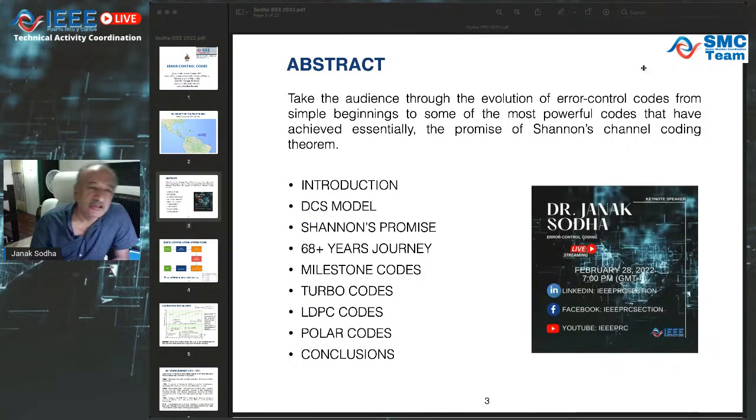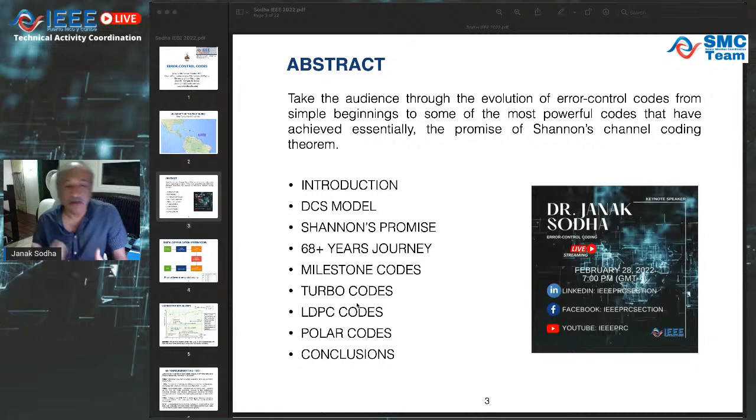The abstract, my main objective is to take you through the evolution of error control codes, from simple beginnings to some of the most powerful codes that have achieved essentially the promise of Shannon's channel coding theorem. So here is the outline of what we're going to look at: the introduction, the digital communication systems model, Shannon's promise. I will attempt to cover 68 plus years of journey within 5 minutes, look at some milestone codes that were very important as the beginnings to this journey. And then we look at 3 of the most powerful codes that we have.